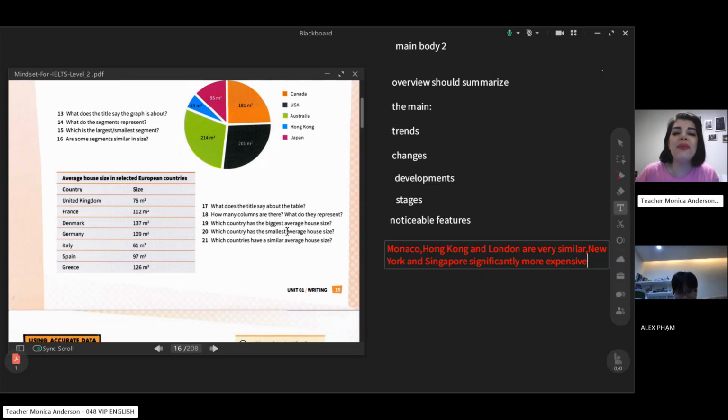And which country has the biggest average house size? Denmark. Denmark, of course. And which one has the smallest average house size? Italy. Italy, of course. And which countries have a similar average house size? Similar. Germany and France. Of course, France and Germany, they're the same.